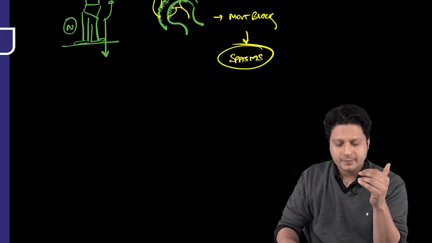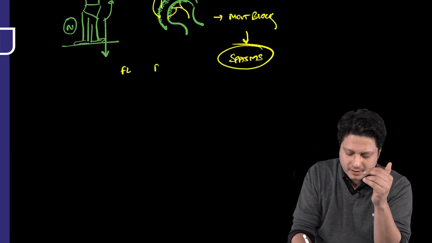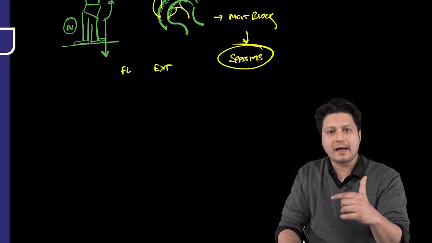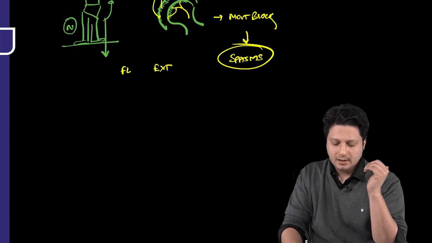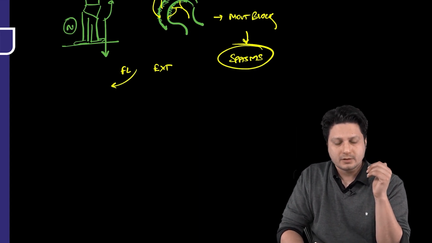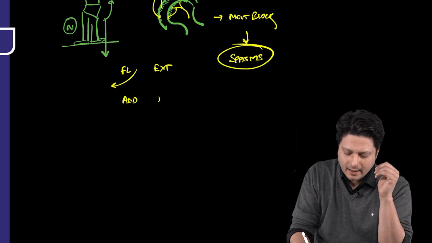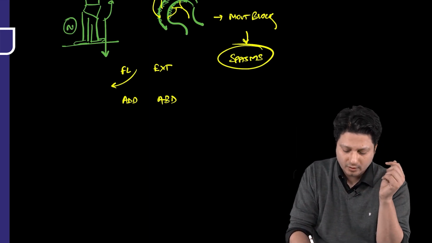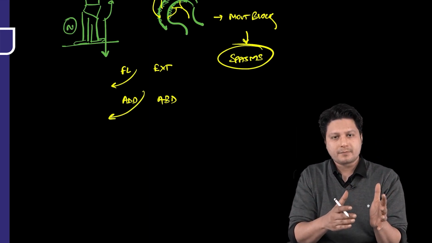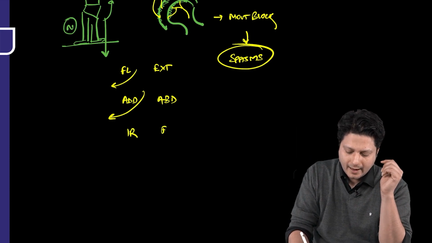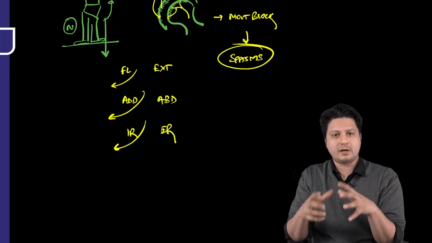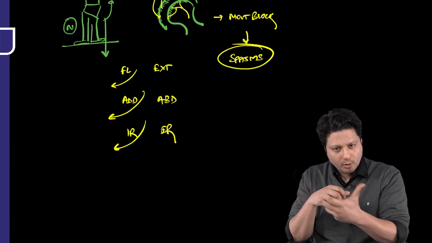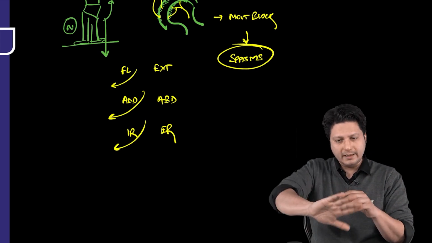But there is a problem. When both flexors and extensors are contracting with their maximum force, because the flexors have greater strength compared to extensors, the limb will move into flexion. Similarly, adductors and abductors, both of them are contracting with their maximum force, but because adductors are stronger, the limb will move into adduction. Similarly, internal rotators and external rotators, both of them are contracting with their maximum force, but because internal rotators are stronger, they will pull the limb into internal rotation or medial rotation.